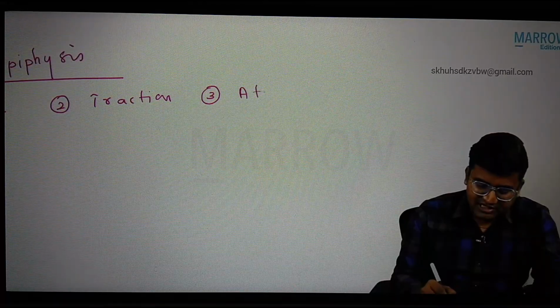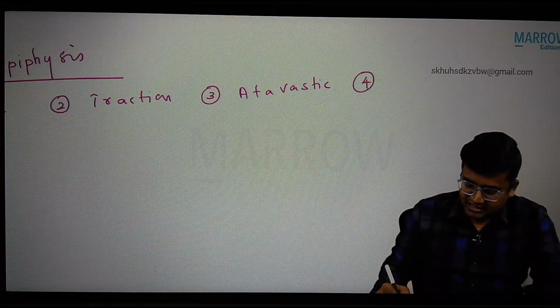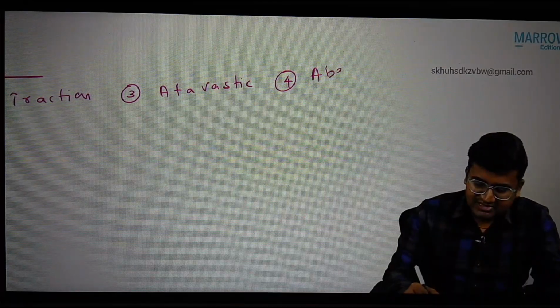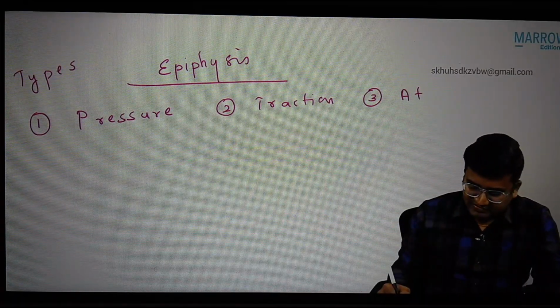Number 3, atavistic epiphysis. And number 4, aberrant epiphysis. Now see one by one. Now what is pressure epiphysis?